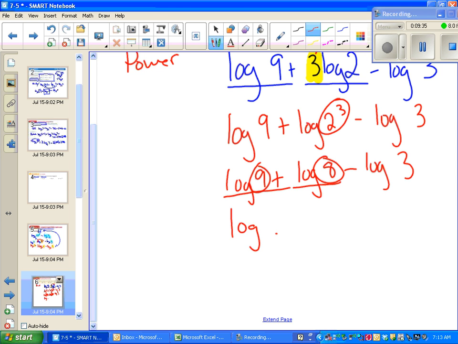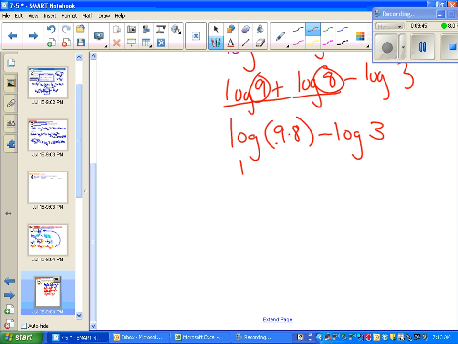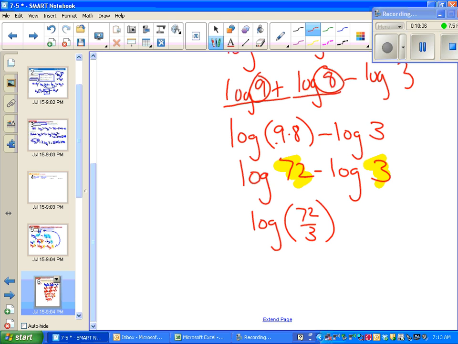9 times 8 is 72. Our last step, because we're subtracting logs, we get to use our quotient property, which says divide the two numbers and put them inside the same log. And without a calculator, we should be able to figure out that 72 divided by 3 is 24. Doesn't look like there's a lot more I could do right there, so I go back up to my answers and hopefully find log of 24. And it's there.